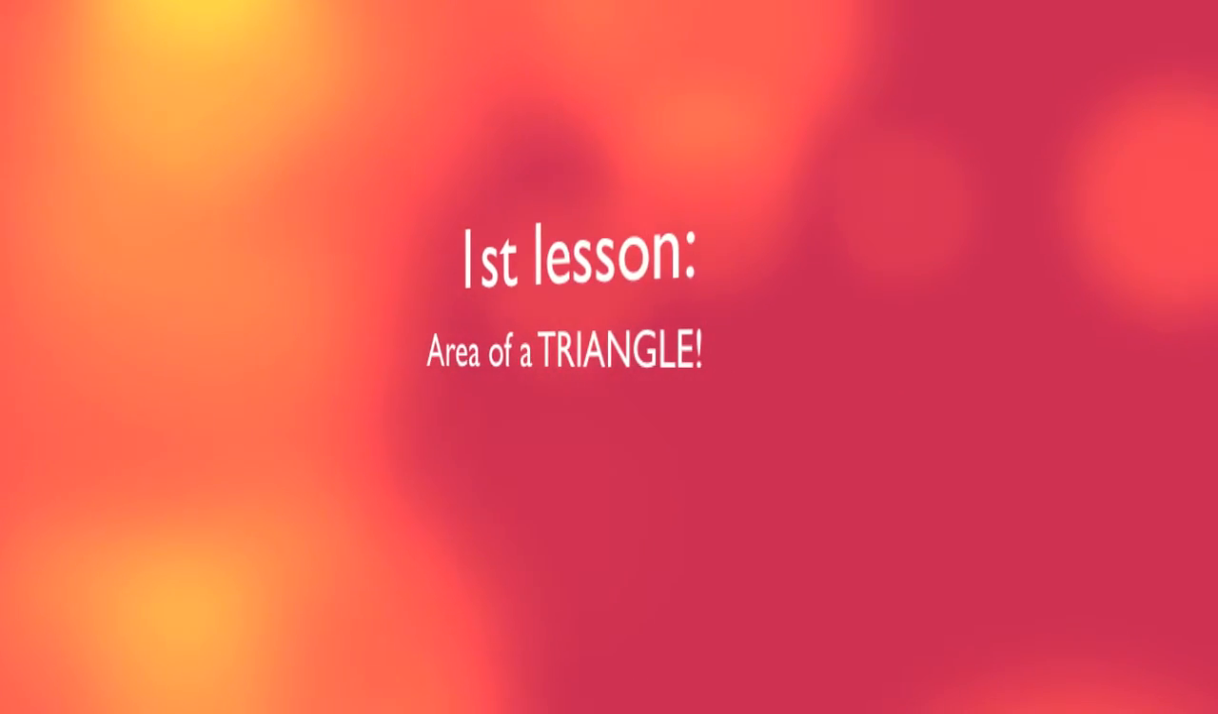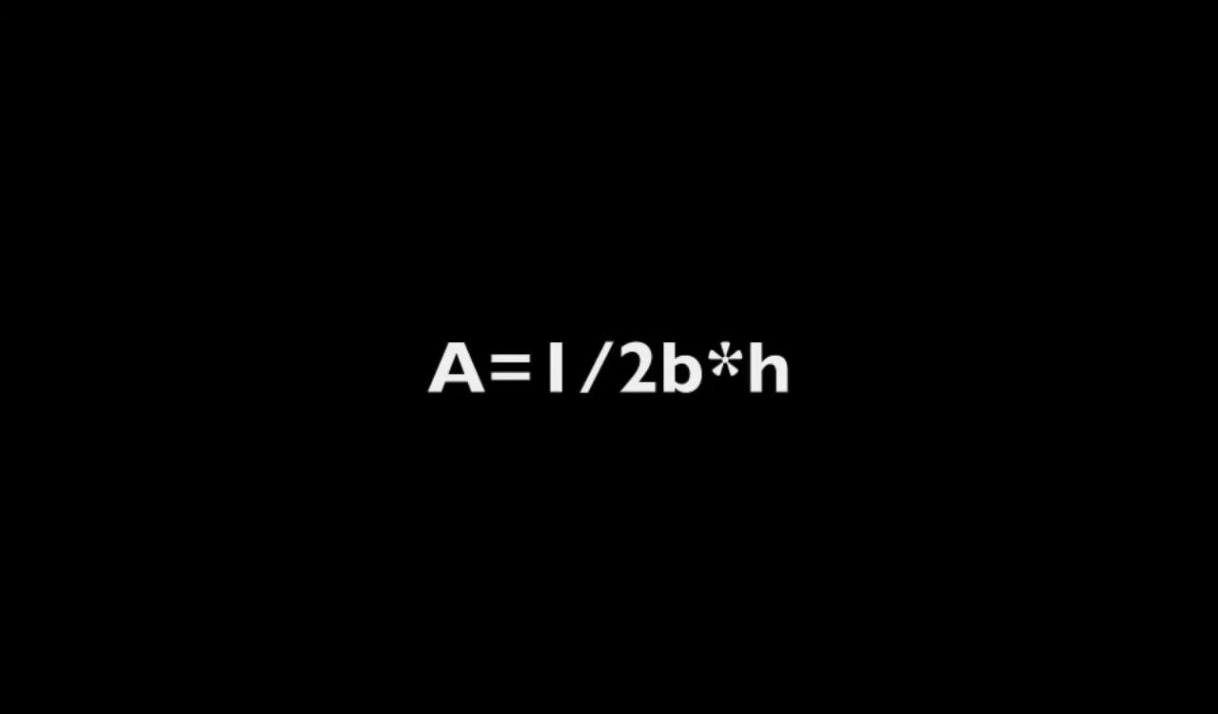Area of a triangle. Finding the area of a triangle is really easy to do. All we need to do is use this equation: area equals half base times height. If we substitute the numbers, it'll be really easy for us to find the area of a triangle. Now let's see an example.